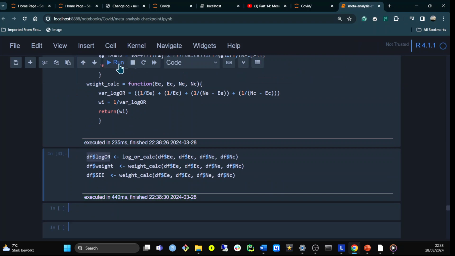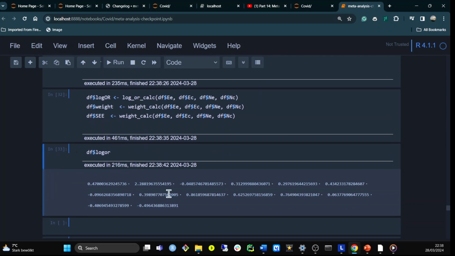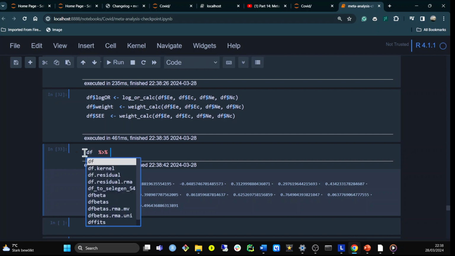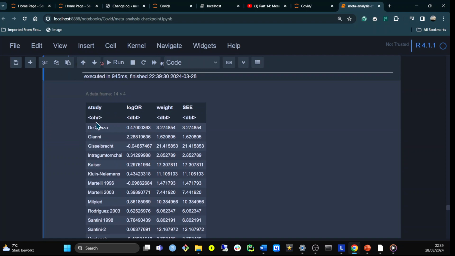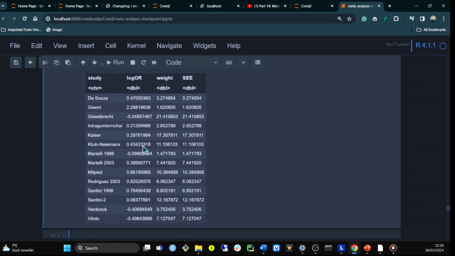So if I look at df log odds ratio, I should be able to select my study, I think that's the first variable, and then the log odds ratio, then the weight, and then the standard error. So here I already have the log odds ratio, the weight, the standard error, and the study. That's all I need for calculating the pooled odds ratio.